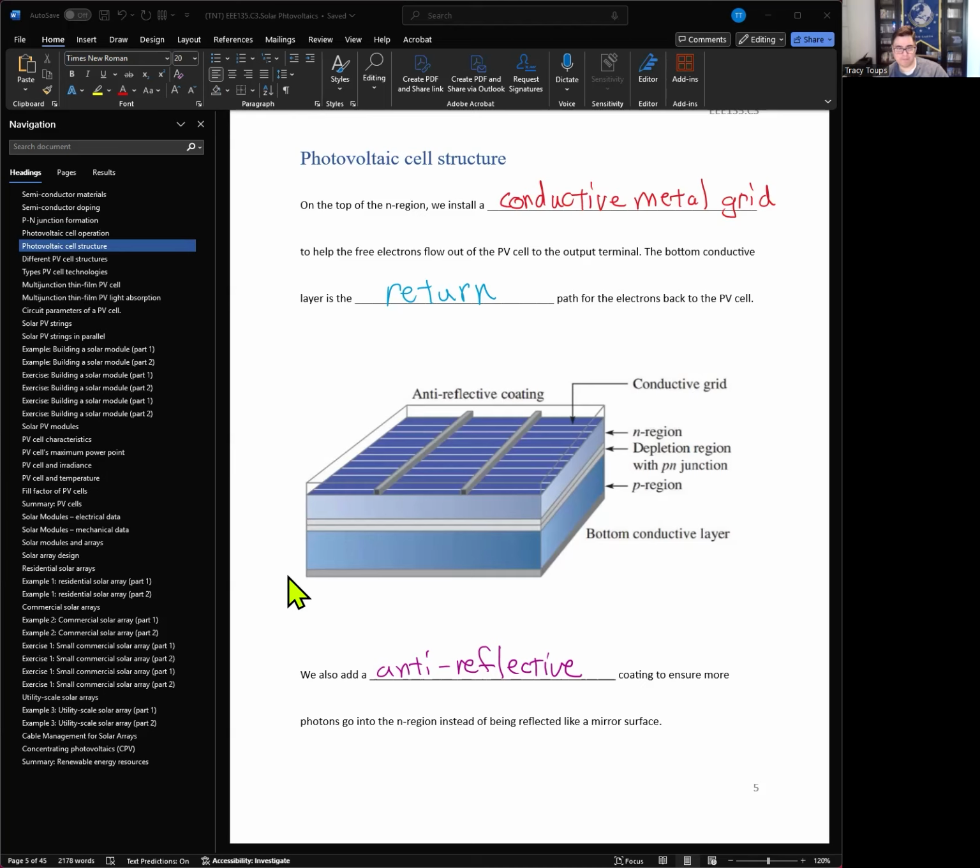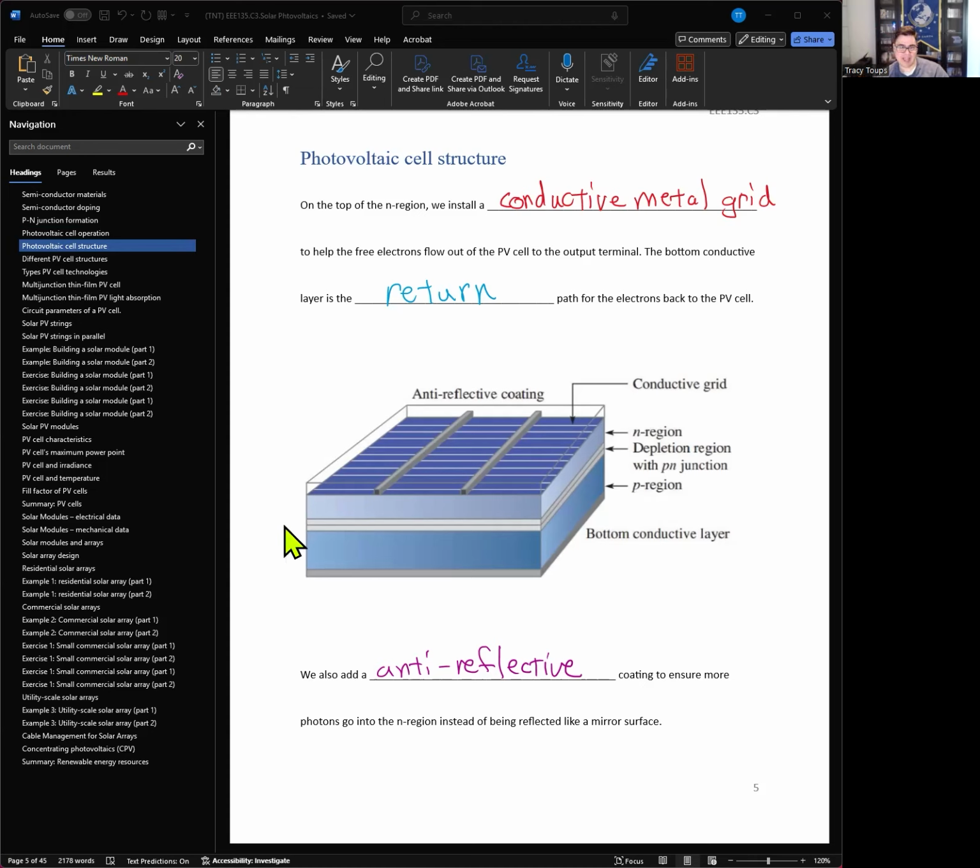At the bottom of the whole cell is a metal conductive layer. So this is literally a metal sheet that when the electrons flow back into the sheet, it'll flow anywhere in the sheet and then go back into the p-type material to then return back to the PV cell. And that's a continual electron movement process. So think of this like a giant pinwheel that's just slinging electrons all day long into the load.